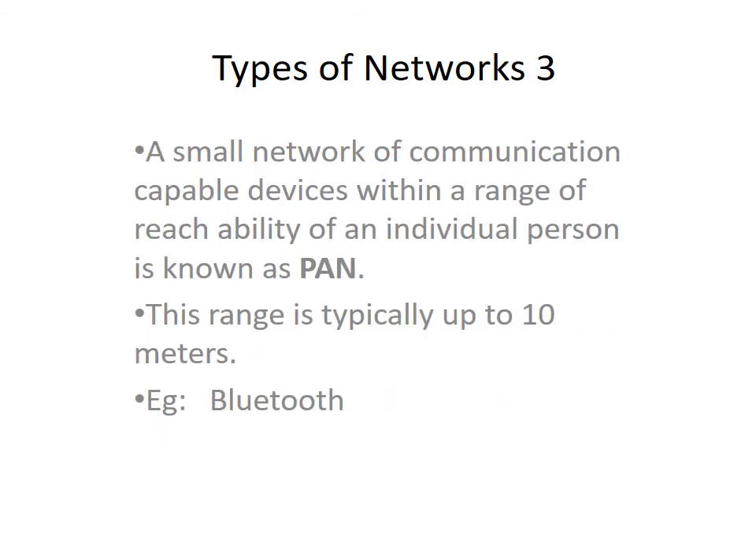PAN, a small network of communication-capable devices within the range of reachability of an individual person, is known as personal area network. This range is typically up to 10 meters. An example of a PAN is Bluetooth.